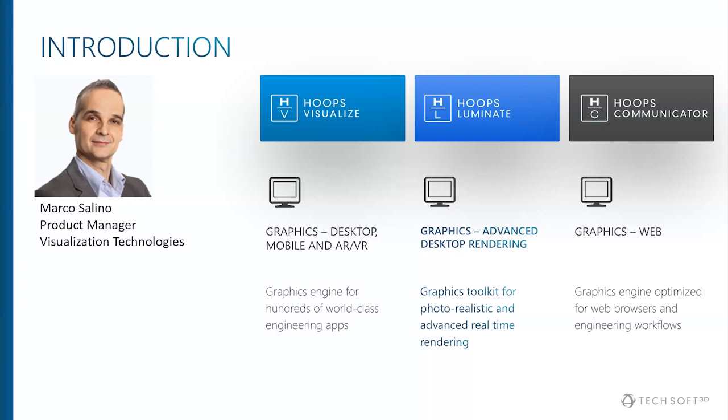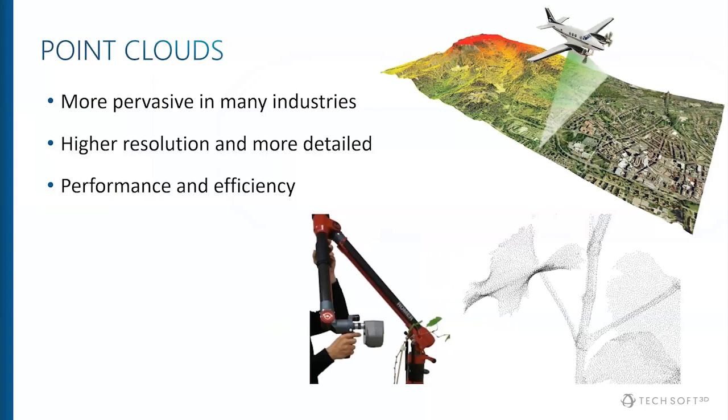So, moving on to point clouds. Why are these becoming important? First of all, we're seeing that they are becoming more pervasive, and this is in many industries. Of course, an obvious use is in AEC or civil engineering, for surveys to get scans of infrastructure, for example. You can use photogrammetry, but they are also becoming very important in manufacturing and in many other industries.